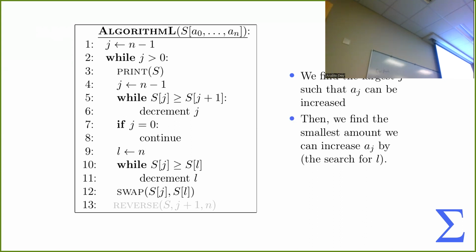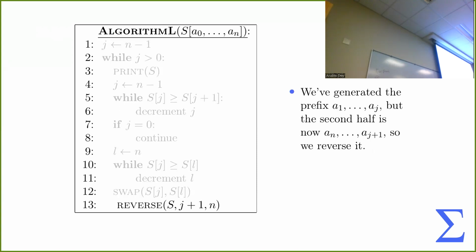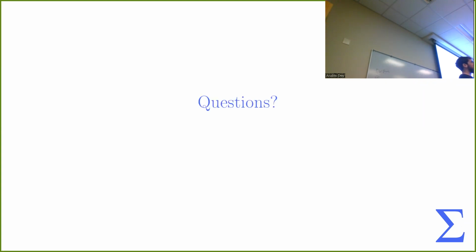Then we're going to look for L, which is the smallest amount we can increase A of J by. Ideally, we would like to increase it by the minimum possible distance, the difference between A of J and A of L. Once we've found L, we will swap the two elements. Then our last step: the mechanics of this algorithm involve generating a new prefix A sub 1 to A sub J, and the swap has caused a suffix of A sub n all the way up to A sub J plus 1. So we're going to have to reverse that second half to stay within lexicographic order and output our permutation. Any questions about that algorithm?